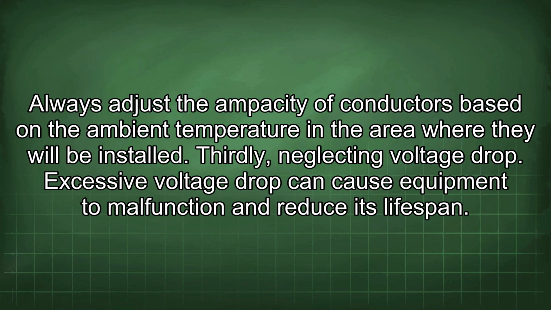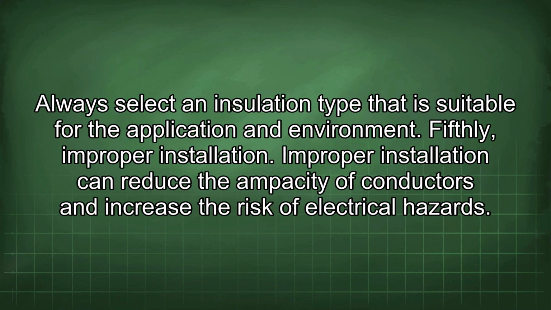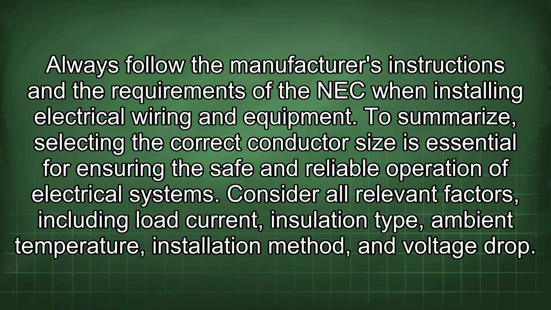Thirdly, neglecting voltage drop. Excessive voltage drop can cause equipment to malfunction and reduce its lifespan. Always check for voltage drop and increase the conductor size if necessary. Fourthly, using the wrong type of insulation. Using the wrong type of insulation can result in premature failure of the conductor. Always select an insulation type that is suitable for the application and environment. Fifthly, improper installation. Improper installation can reduce the ampacity of conductors and increase the risk of electrical hazards. Always follow the manufacturer's instructions and the requirements of the NEC when installing electrical wiring and equipment.